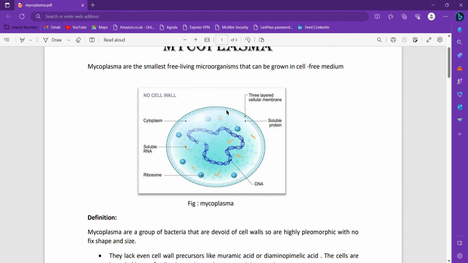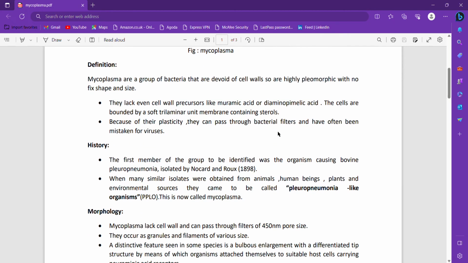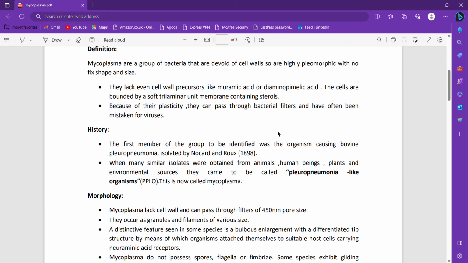Here you can see the trilamellar structure of mycoplasma, and this also contains sterols, and they have plasticity, so they can pass through bacterial filters and often have been mistaken for viruses. As they can pass through various filters, previously people thought that they were viruses.